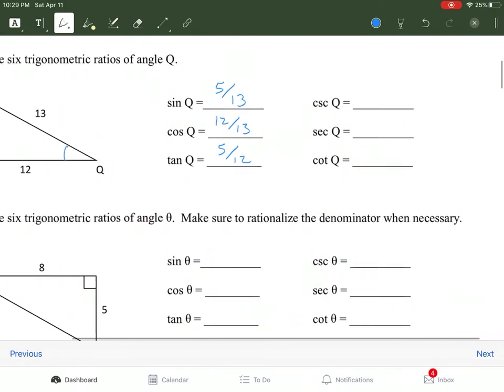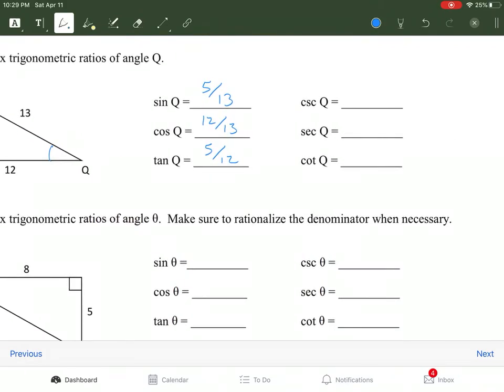For the other 3 trig functions, you're just going to do the reciprocals. So cosecant is 13 over 5. Secant is 13 over 12. And cotangent is 12 over 5.